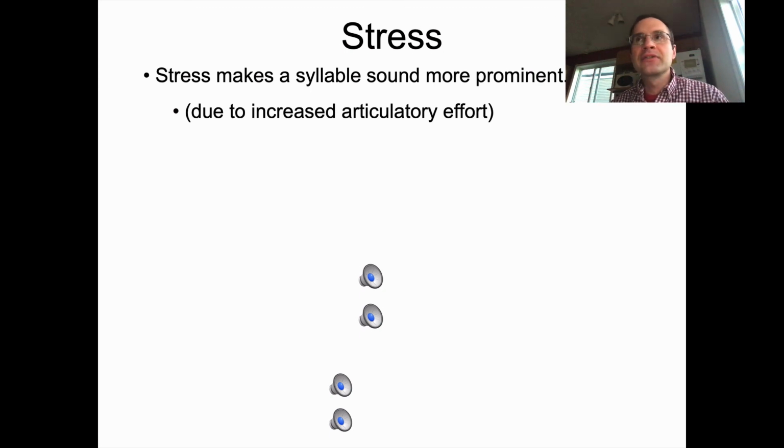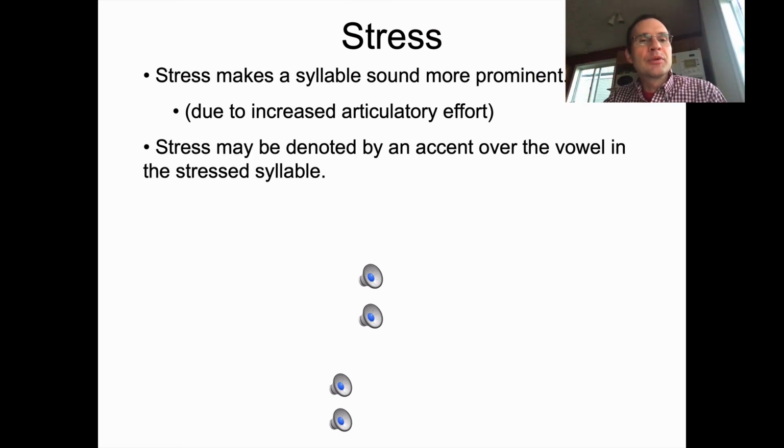You make all the sounds in it clearer. Generally, you use a higher pitch of your voice when you produce it. You create more intensity when you say it, and it's a little bit longer. There are a lot of different things that go into making it sound louder or more prominent to a listener when you produce that syllable.